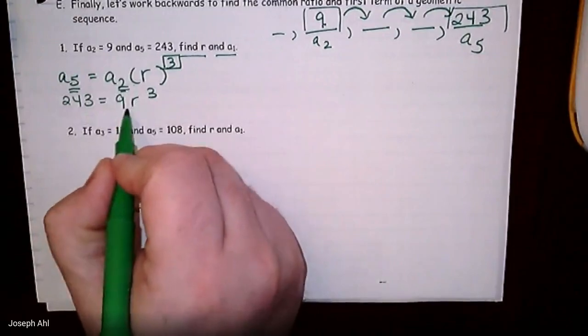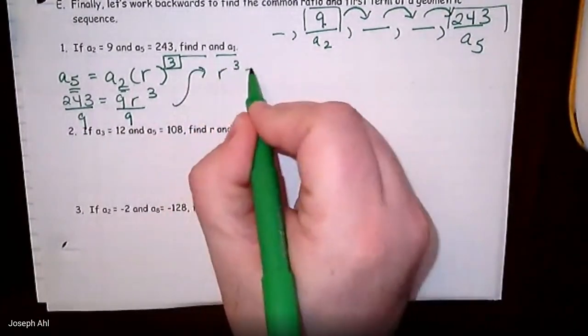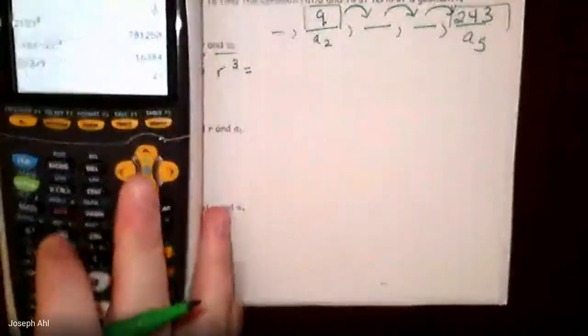And you've seen questions like this with arithmetic sequences. The solve's going to look a little different, though. So to solve for R, first thing I need you to do is divide by 9, to get that R cubed equals 243 divided by 9, which is 27.